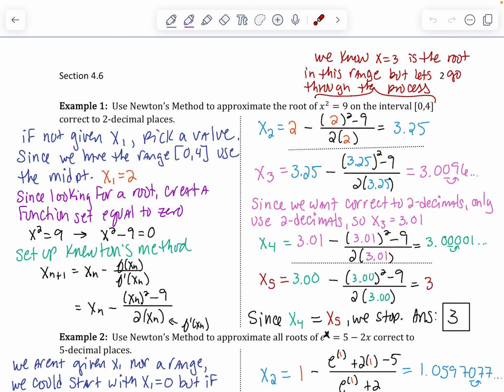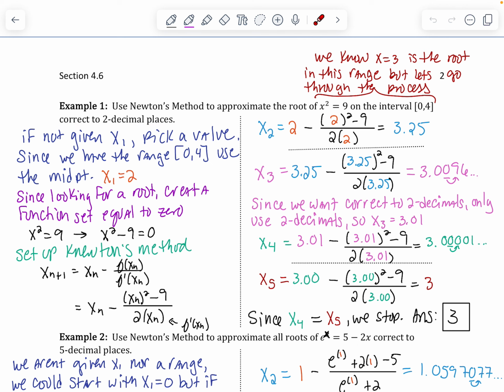Section 4.6, page 2. It's stuck right in the middle. It's kind of hard to see. Okay, example 1 says to use Newton's method to approximate the root of x squared equals 9 on the interval of 0 to 4, correct to 2 decimal places.